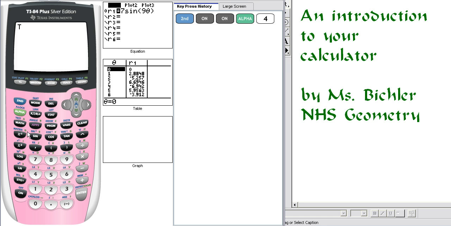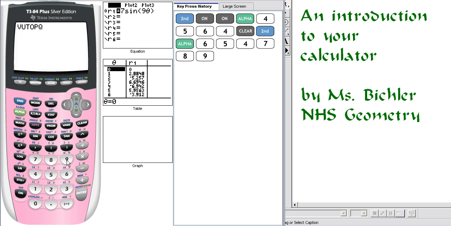If you want it to be continually in the letters, see, if I go now, I get numbers. If I want it to be letters completely, you have to get alpha lock. It's in blue, so that's right. You have to hit the second and then alpha. Now everything you type will be a letter. Not very creative of me, but you get the idea.